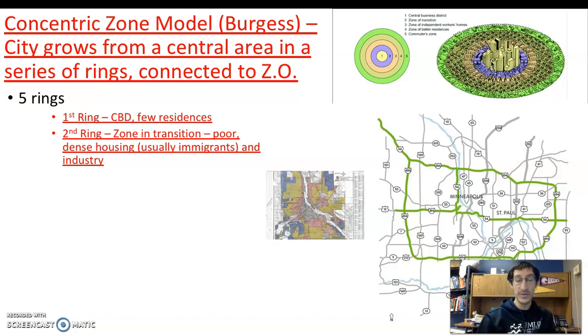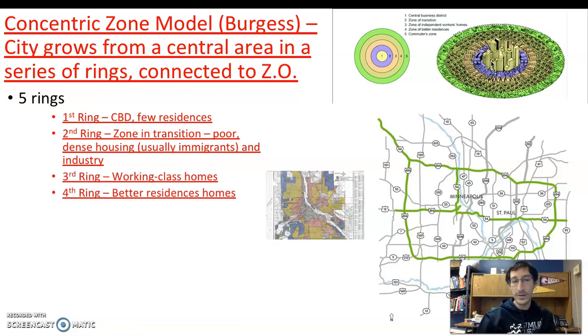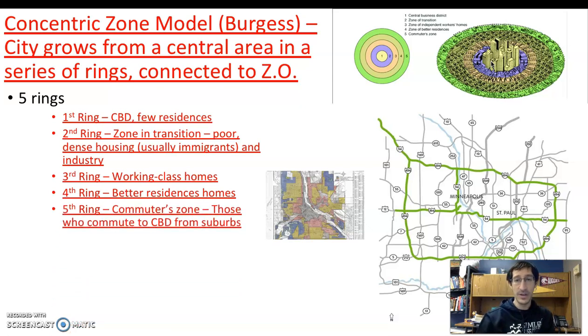This is typically where industry first developed in the cities, and there are still some manufacturing industries that exist today within some urban areas of the United States. This still applies pretty well to a lot of urban areas, including the Twin Cities. In the third ring, the first ring of suburbs, or not the outskirts of downtown, but still within the major city, we have more working class, middle and lower middle income, blue collar neighborhoods. In the fourth ring, you have the better residences on the outskirts of town. And in the fifth ring would be the commuter zones, which would be the suburbs.